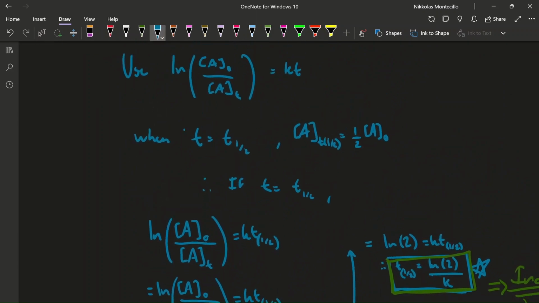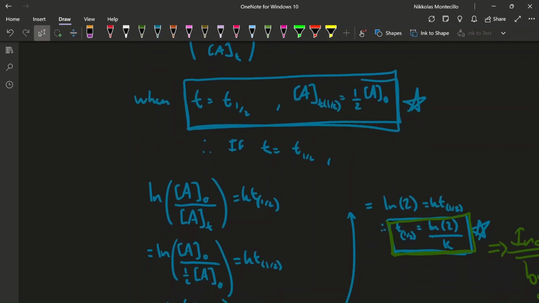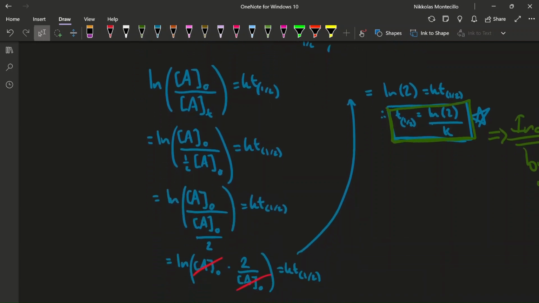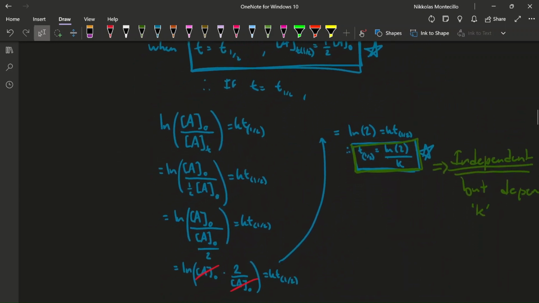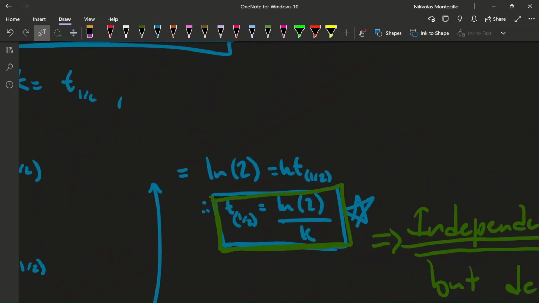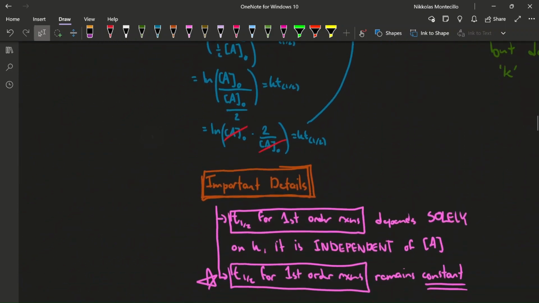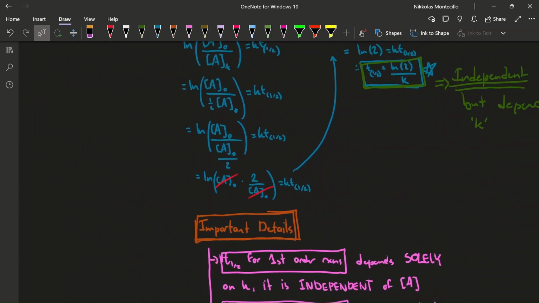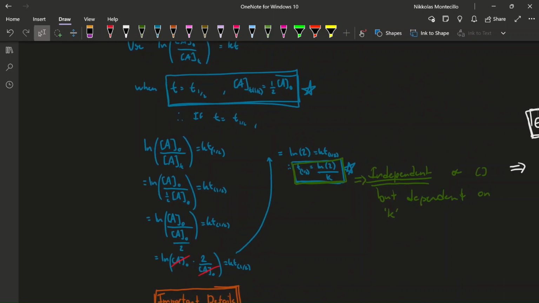This is super, super important. Therefore, if t equals t 1/2, we want to continue isolating for t. This is just the math proof that shows that in the end, the half-life of a first order integrated rate law is equal to ln 2 over k. So you can try to understand the math proofs here. I think it might be helpful, but use it at your own discretion if you need to.